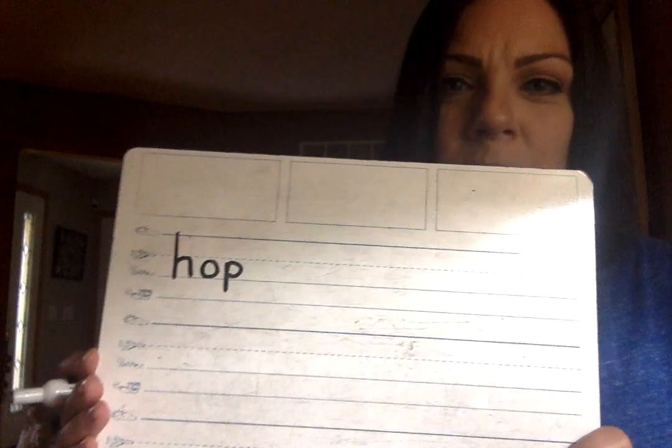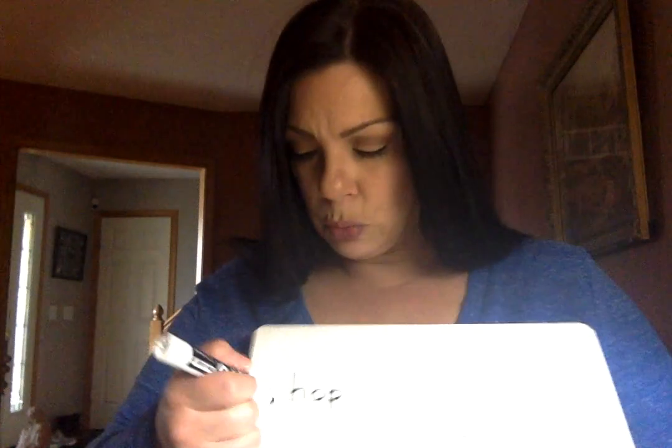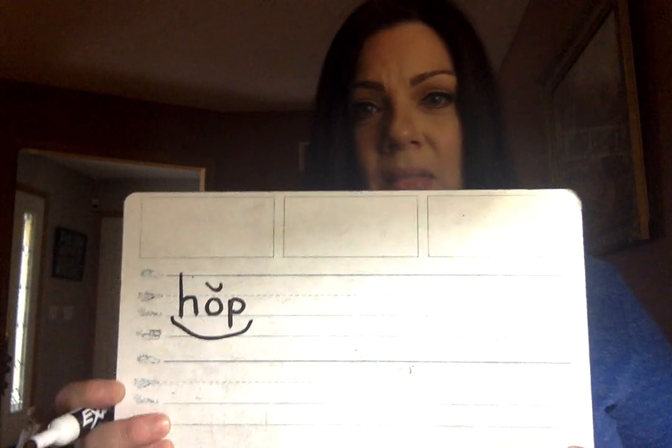So to start off, our first syllable type, and I'm going to write it for you on my board, is this one. This syllable type is a closed syllable. So it is one syllable. This is a short vowel. It ends in a consonant sound. And this one is called a closed syllable.